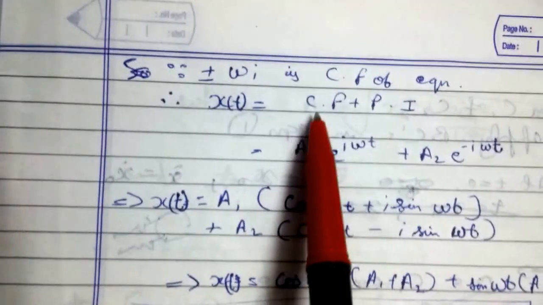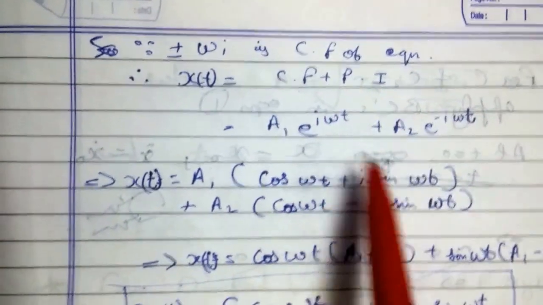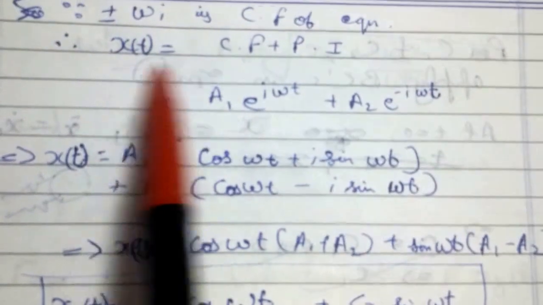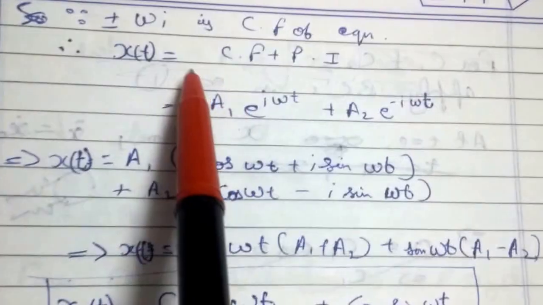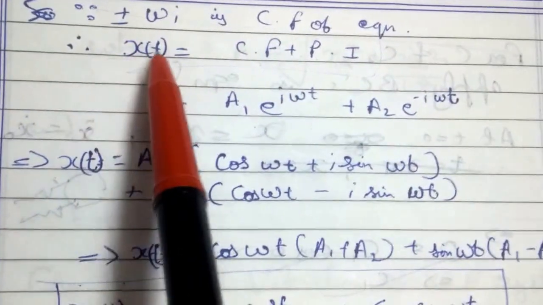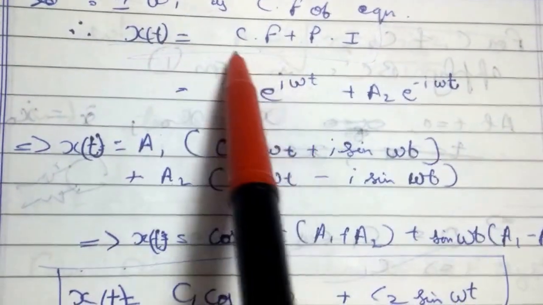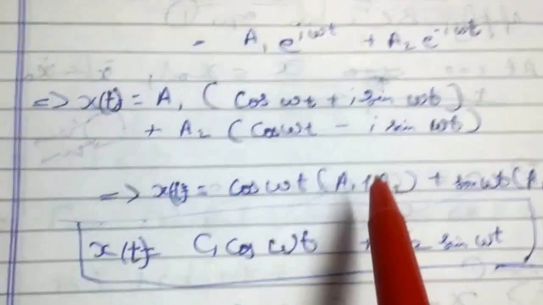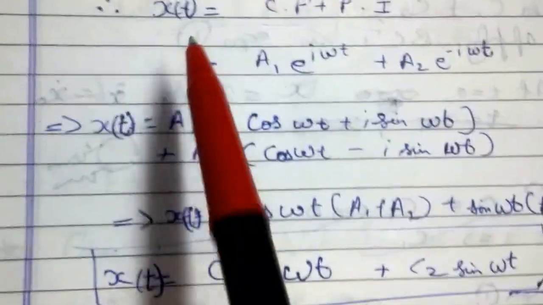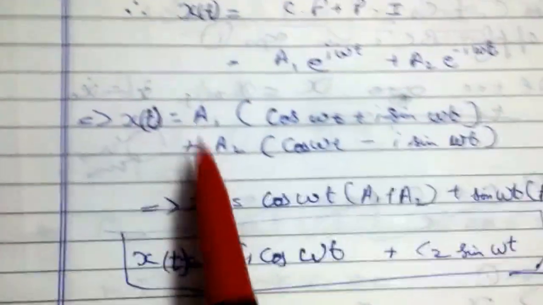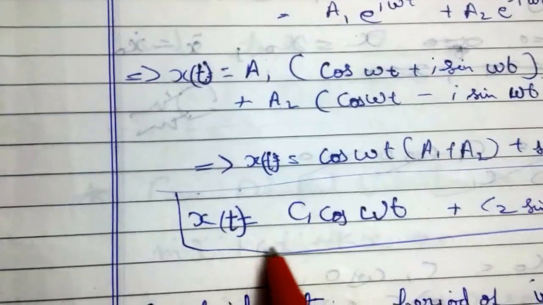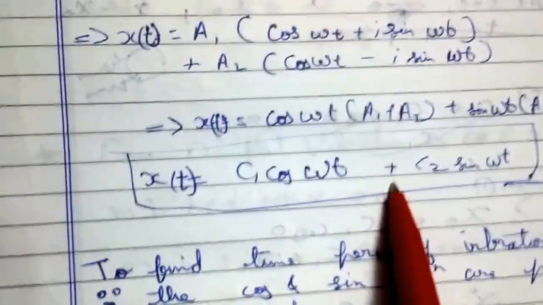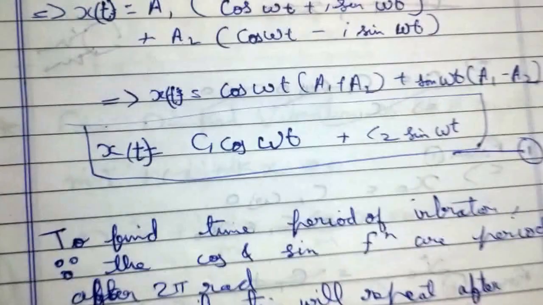we can write x of t equals CF plus PI. This is the basic fundamental of differential equations, that x of t would equal the complementary function plus a particular integral. Ultimately, after rearranging all the terms, we can write x of t as c1 cos omega t plus c2 sin omega t.